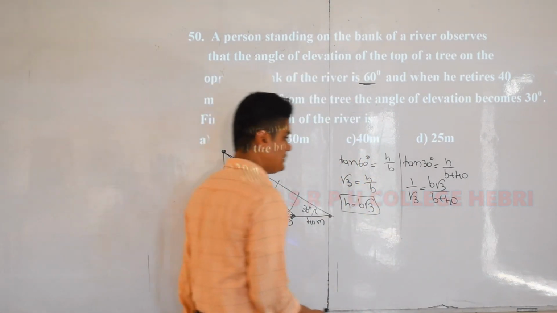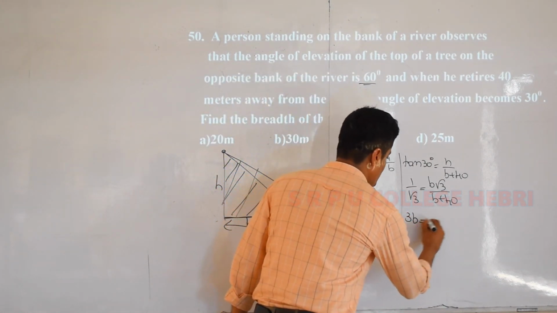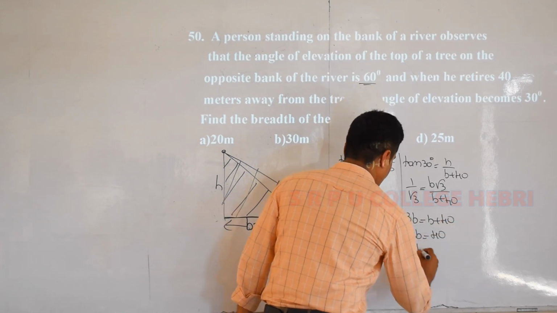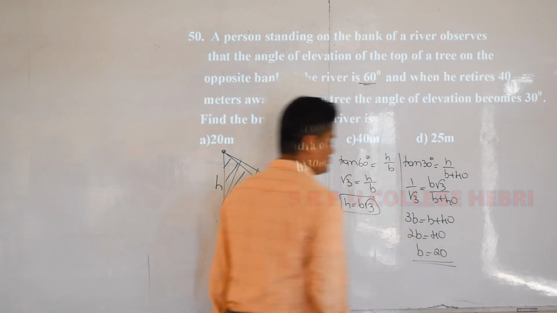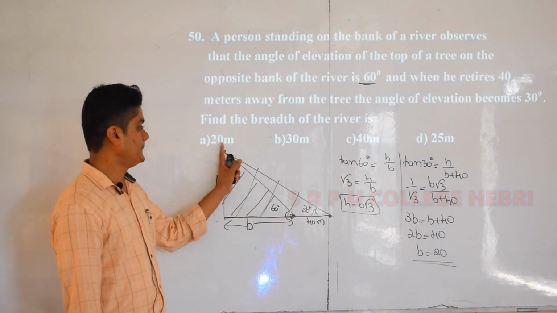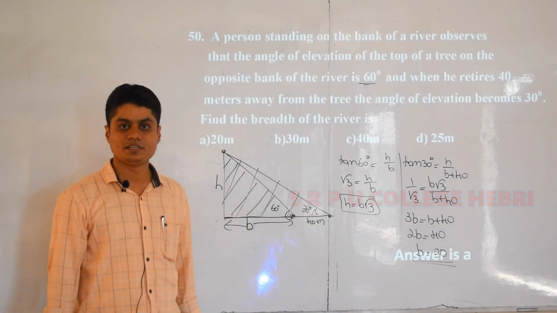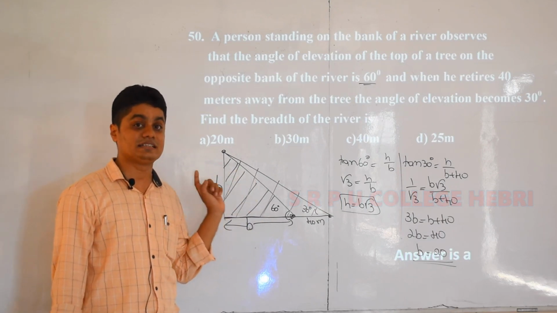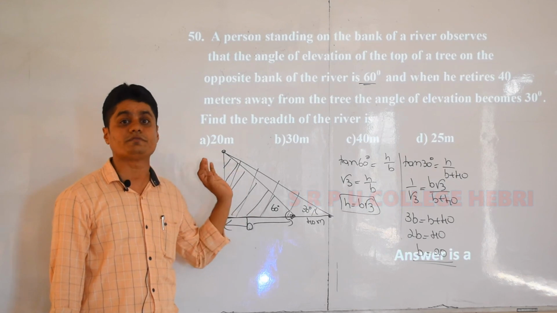Now you have to solve this. Simple. Cross multiply, and 3b is equal to b plus 40. So 2b is equal to 40, b is equal to 20. So the breadth of the river is 20 meters. So the option is A. This is a heights and distances problem. This was there in our 10th standard syllabus, and 10th standard trigonometry is a part of the CET syllabus.